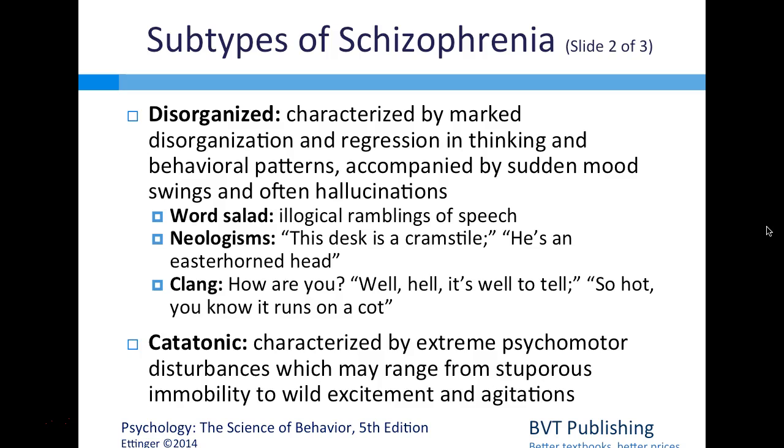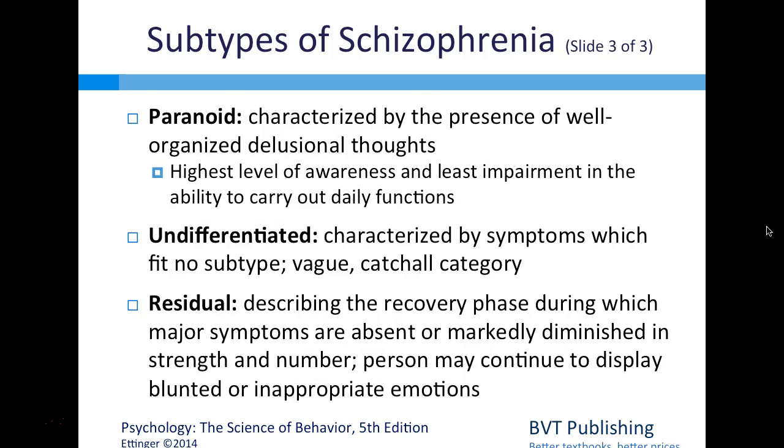Okay. Then there's catatonic. This is characterized by extreme psychomotor disturbances, which may range from stuporous immobility to wild excitement and agitation. Paranoid, characterized by the presence of well-organized delusional thoughts. This is the highest level of awareness and least impairment in the ability to carry out daily functions, is paranoid schizophrenia. Then there's undifferentiated, characterized by symptoms which fit no subtype, a vague, catch-all category. And then there's residual, describing the recovery phase during which major symptoms are absent or markedly diminished in strength and number, and the person may continue to display blunted or inappropriate emotions.